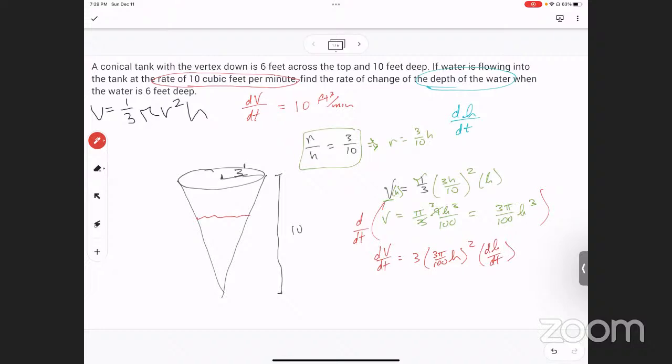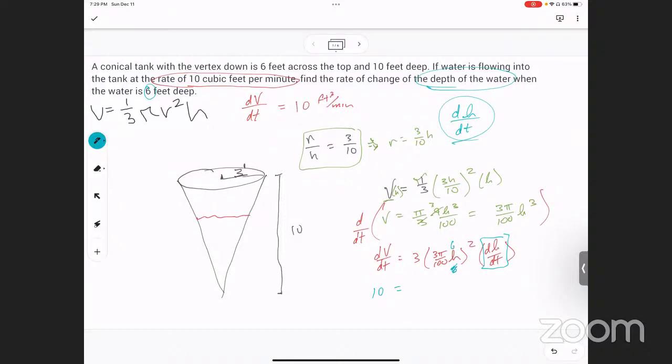All right, now we just go and plug in all those values. So we're trying to find dh/dt, so I'm going to circle that. That's what we're trying to solve for. We know what h is. They said when it's 6 feet deep, so we're going to plug in 6 for h, and we know dV/dt is 10 cubic feet per minute. So this is 10. That was 6. Whoops, start over again. Plug in a 6 in here.